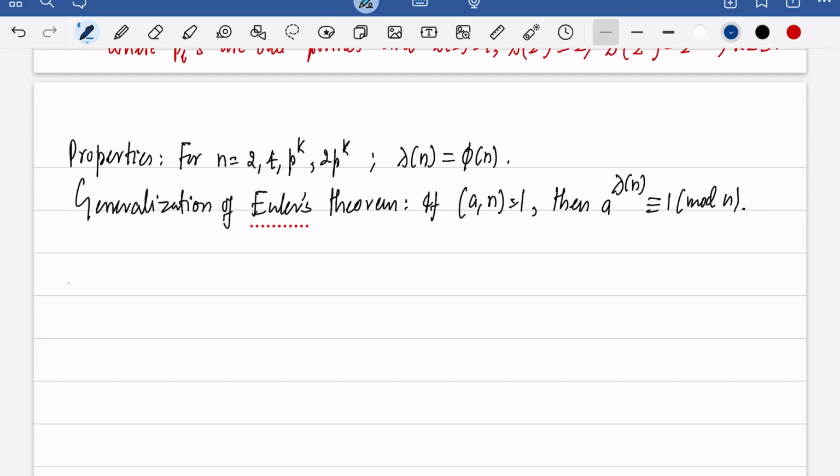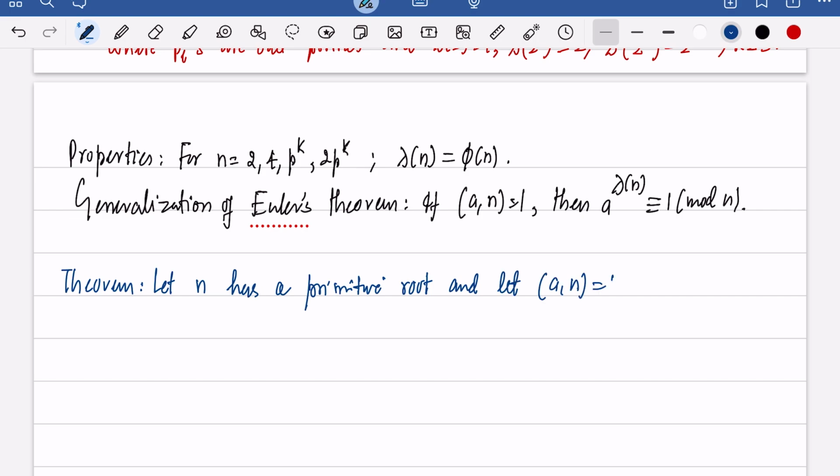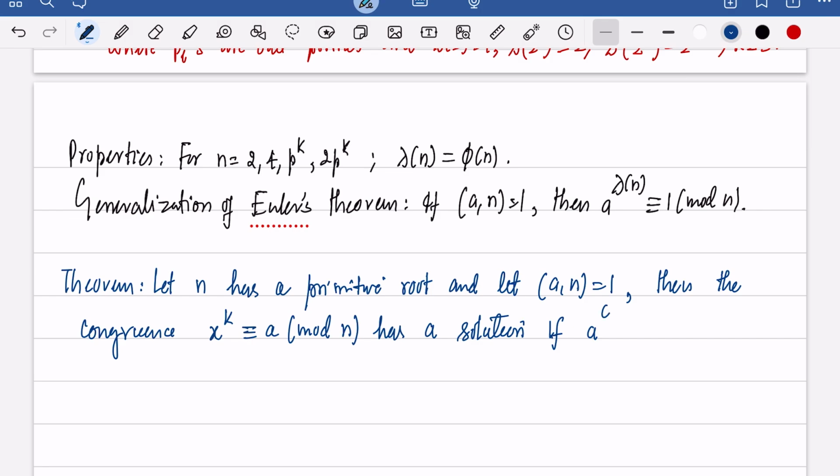Okay, now let's take up one more result here, that is a theorem. Let n be an integer which has a primitive root, so n is an integer of the form 2, 4, p^k or 2p^k, and let a and n be relatively prime. Then the congruence x^k congruent to a modulo n has a solution if a^(φ(n)/d) is congruent to 1 modulo n.